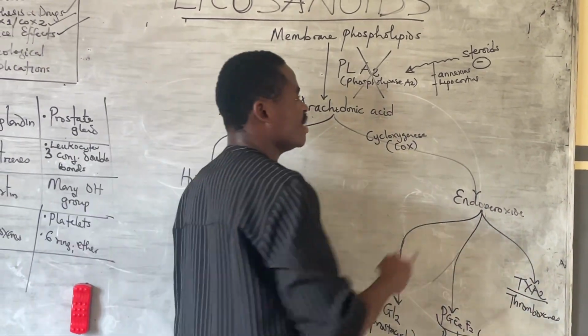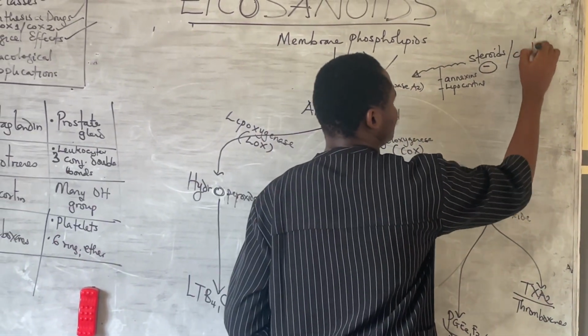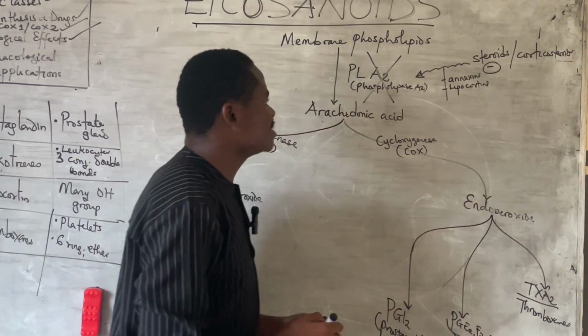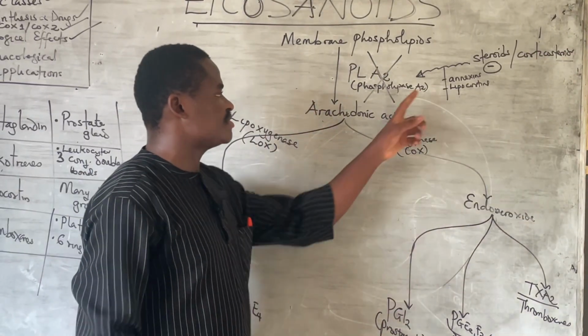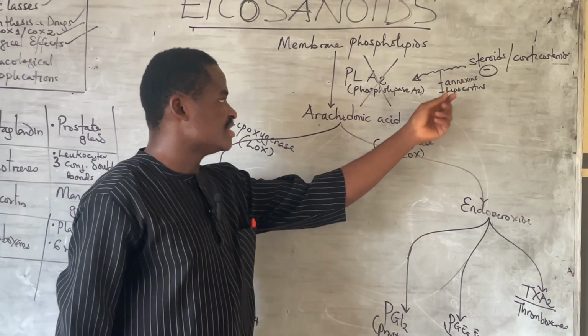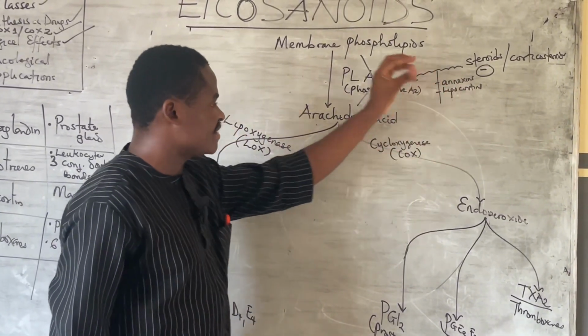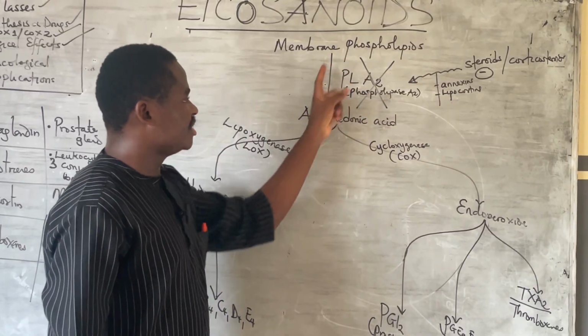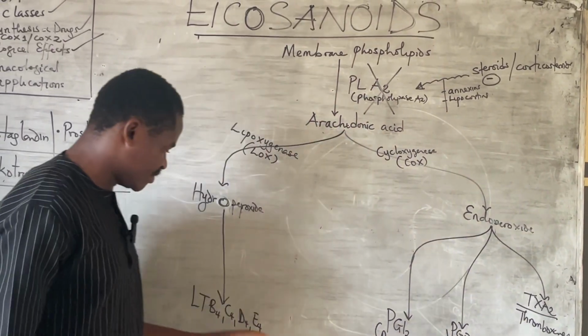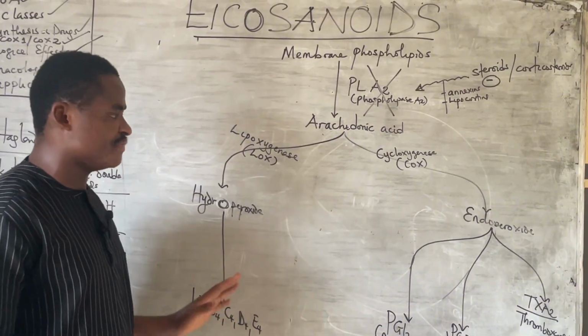So steroids, which some other authors call corticosteroids, are the same drug. Steroids or corticosteroids inhibit phospholipase A2 by stimulating substances like annexins, which are proteins, or lipoproteins, which are lipids, that eventually inhibit phospholipase A2. And none of these eicosanoid products will eventually be formed, none of them.